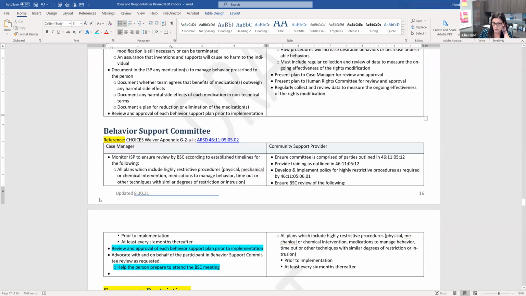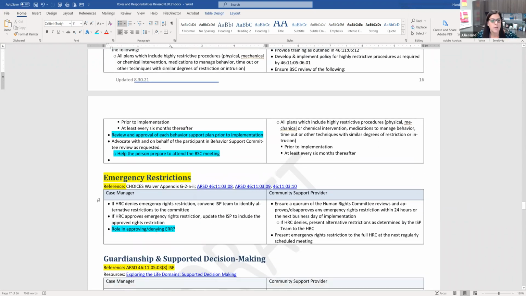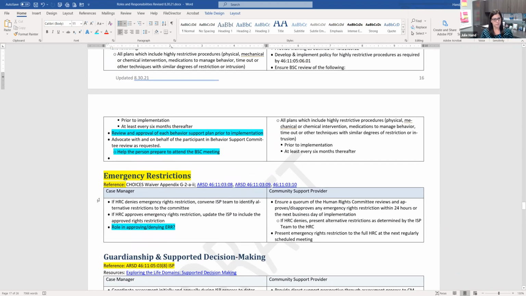Let's go down to emergency rights restrictions to make sure that we have an opportunity to review that as a group. I think a piece that's missing in here is the CSPs notifying case managers when there is an emergency restriction happening, or the fact that it's happened.